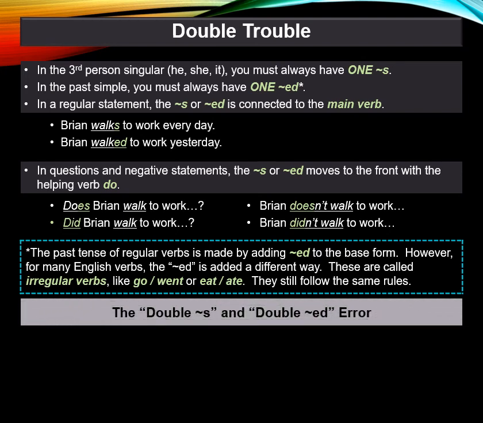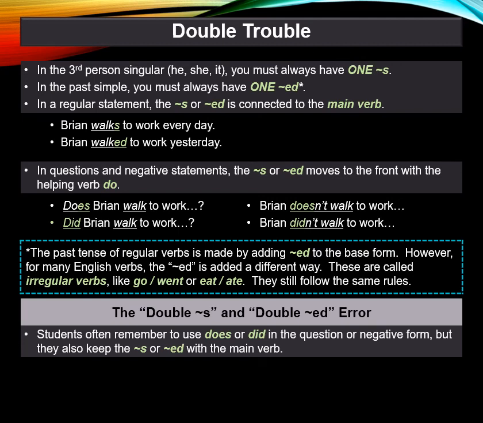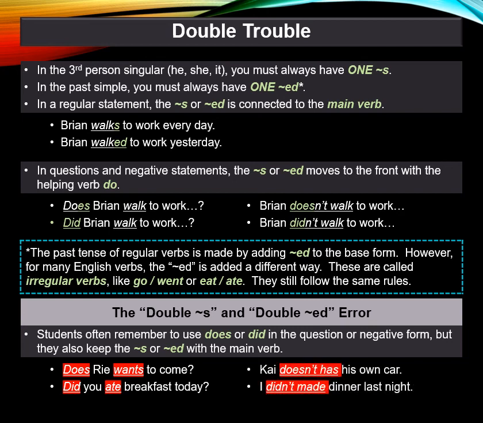So what is the double s, double ed error? What is the double trouble? Students often remember to use does or did in the question or negative form, but they also keep the s or ed with the main verb. For example, a student might say, "Does Rie wants to come?" This is the double s error. Or, "Did you ate breakfast today?" This is the double ed. "Kai doesn't has his own car," the double s. "I didn't made dinner last night." That's the double ed.